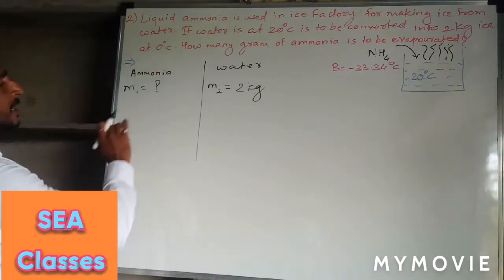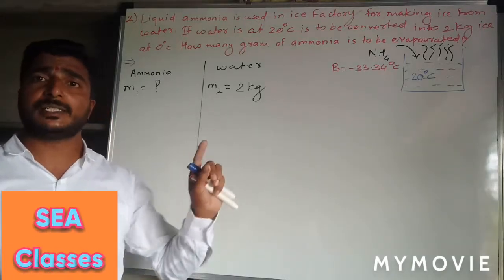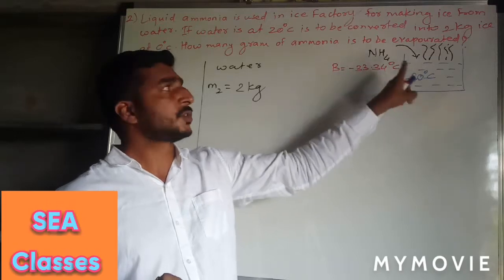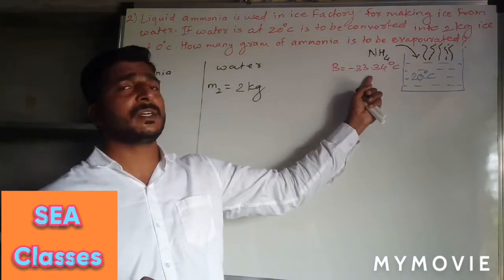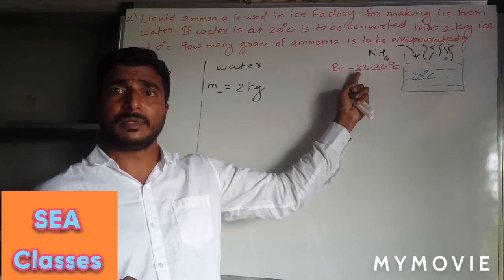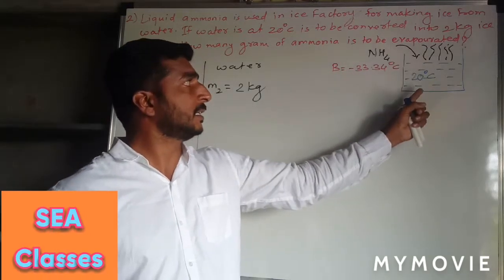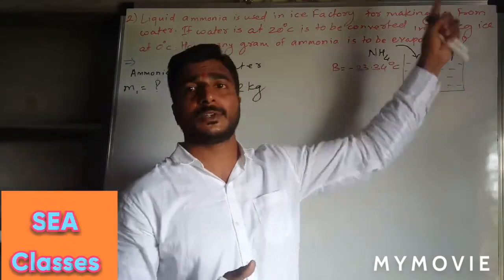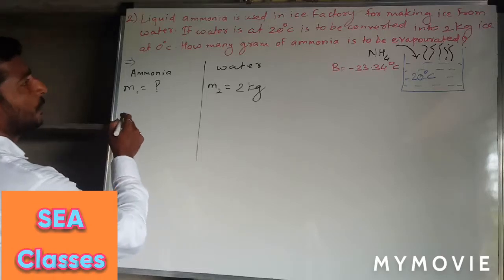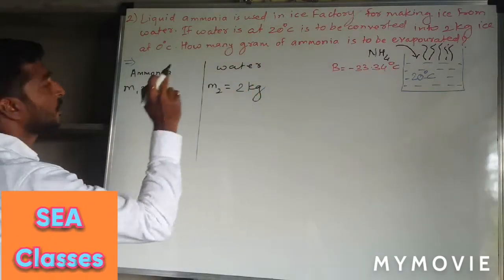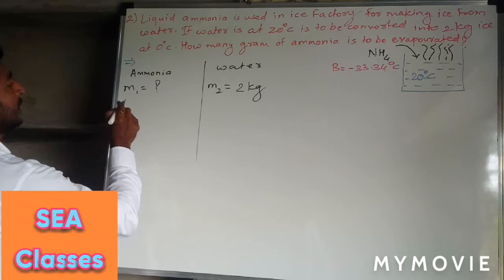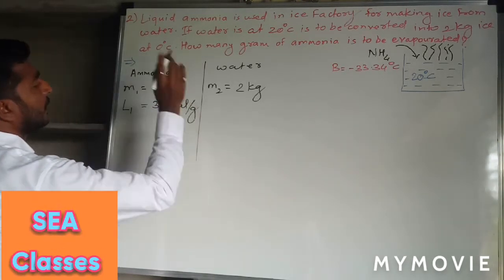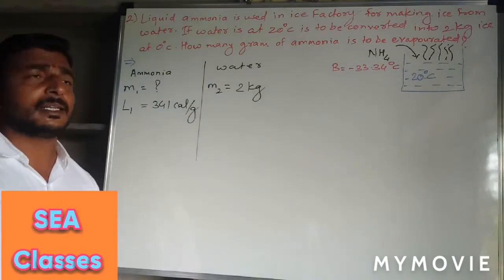Now I said that the state of ammonia changes, not the temperature, when it is put into the water at a higher temperature. The state of ammonia changes because its boiling point is minus 33.34. So the temperature will remain constant, and since the water has more temperature, the ammonia will absorb the heat from the water and start to evaporate, means it will start to produce vapor. So there is a change in the state. So what do we need? We need a latent heat. So latent heat L1 is given as 341 calorie per gram. The latent heat of ammonia is 341 calorie per gram.